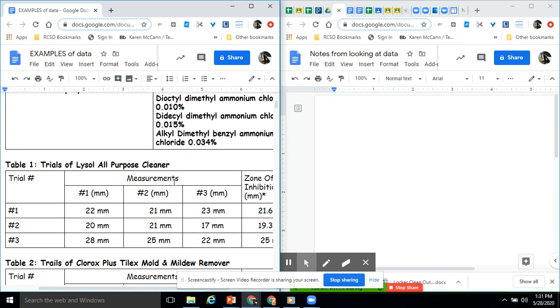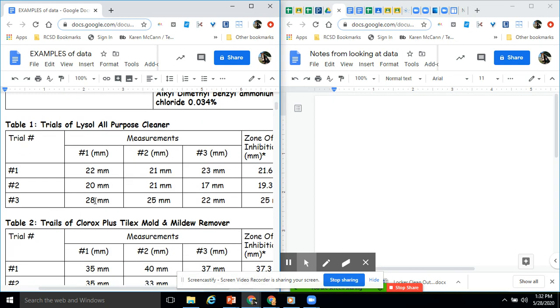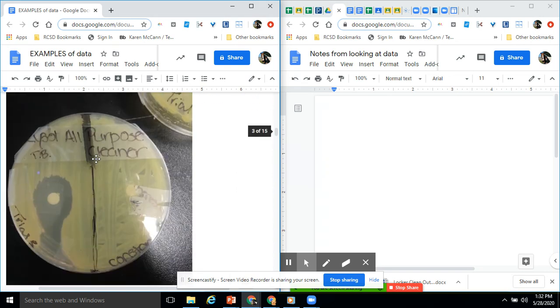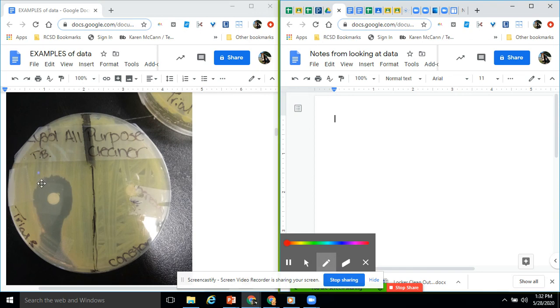Then you're going to notice that you have different trials and different data tables. You have to remember that for each individual zone of inhibition, 3 different measurements were taken. So basically, if we scroll down to look at this, what that means is, remember, they went in 3 different directions across.